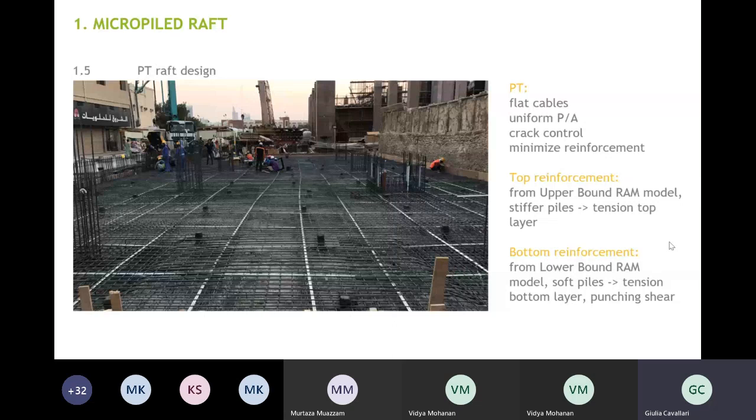So the additional reinforcement that we have provided in this foundation was designed to cater for the two scenarios. One scenario where the piles behave in a more stiff way, and one scenario where the piles behave in a softer way. The top reinforcement has been designed for the scenario in which the piles are stiffer and they behave more like supports, while the bottom reinforcement has been designed for the opposite scenario when the piles are softer and we expect the foundation to behave more like a raft.